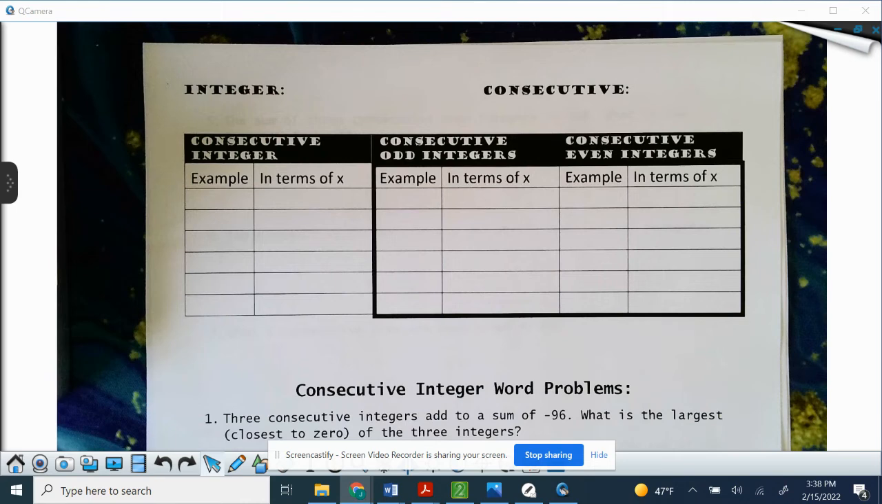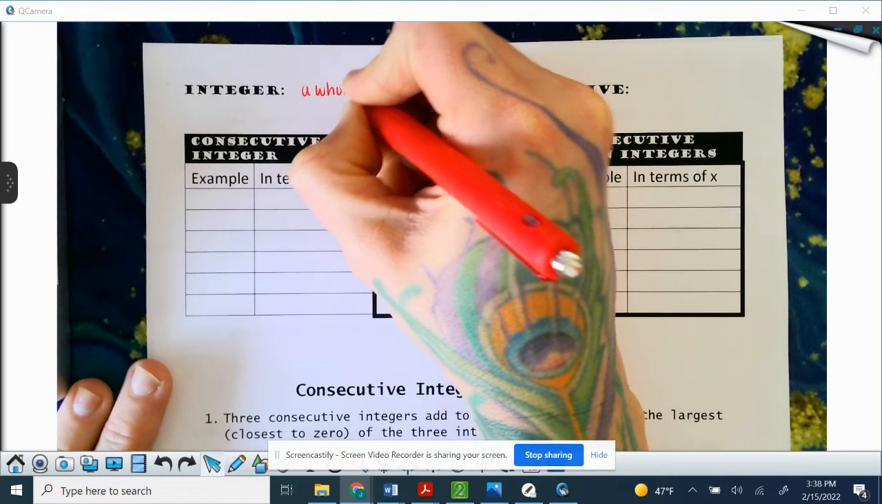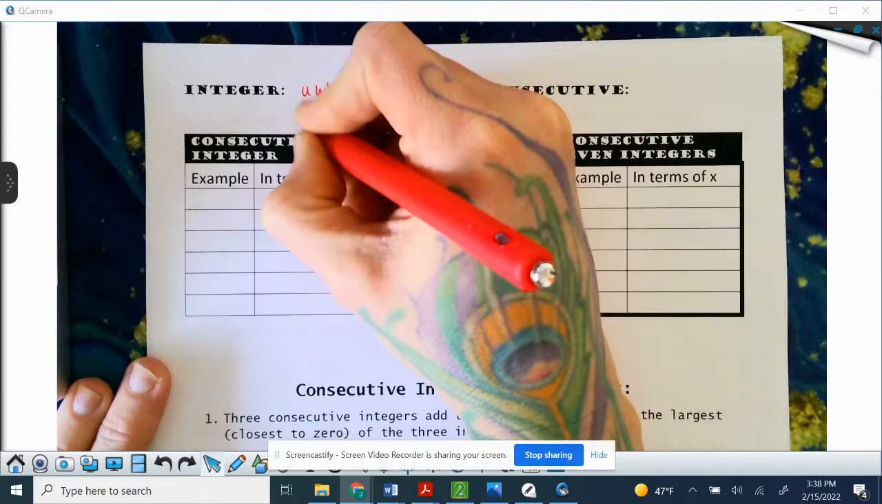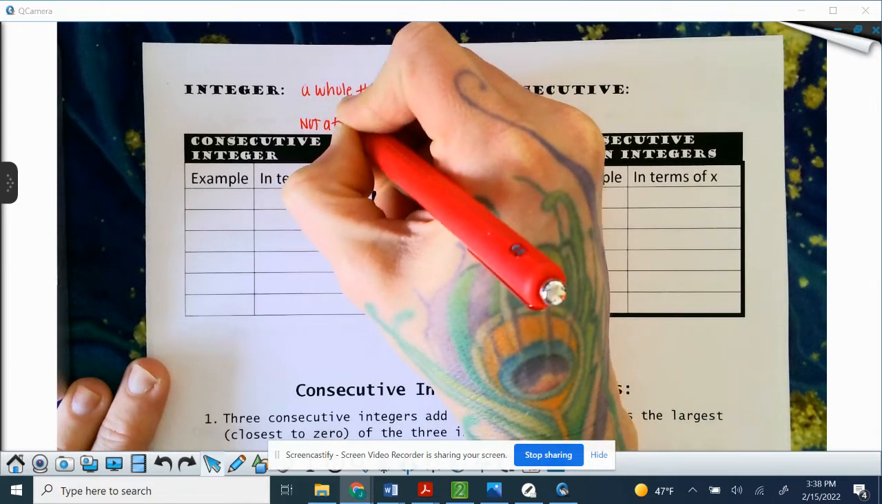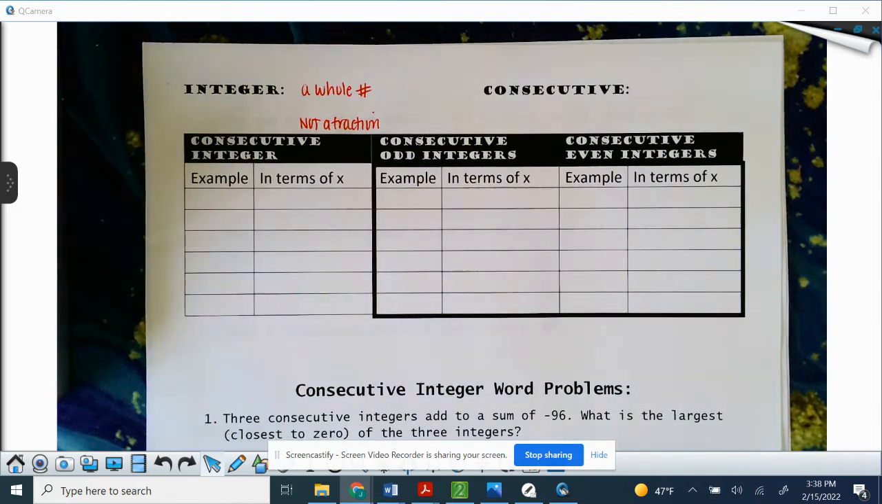Okay, guys, so consecutive integers. So integer, what is an integer? An integer is a whole number. So not a fraction. Cannot be a fraction. So it's 1, 2, 3, 4. Can't be a decimal. It has to be whole numbers just by itself. So 0 to 100 and gazillion billions. It can have all the zeros behind it, but it has to be a whole number as an integer.